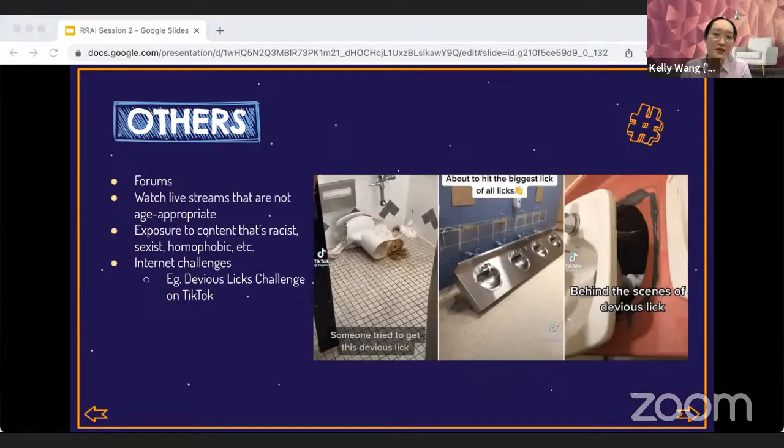And they may participate in internet challenges like the infamous Devious Licks challenge on TikTok, where teens destroyed school bathrooms and filmed themselves while doing it and posted it online. And that's led to criminal charges and suspensions. And here are just some screenshots from some of those Devious Licks challenges.